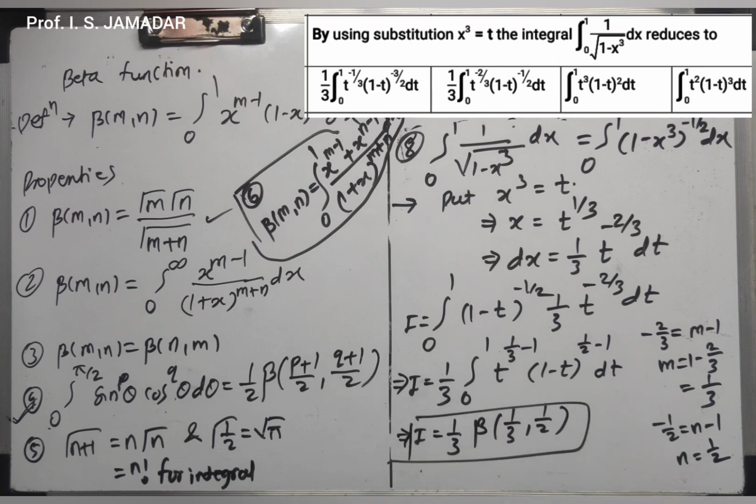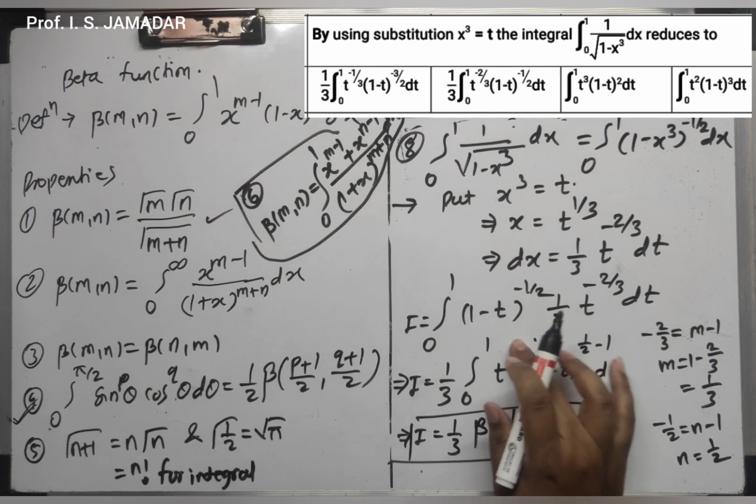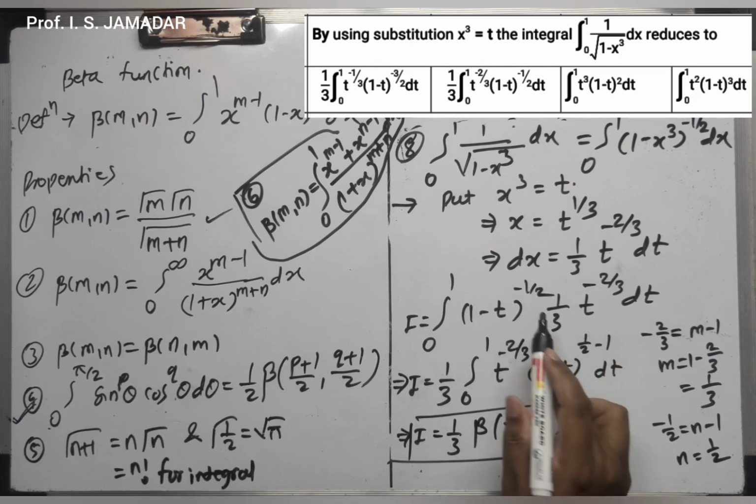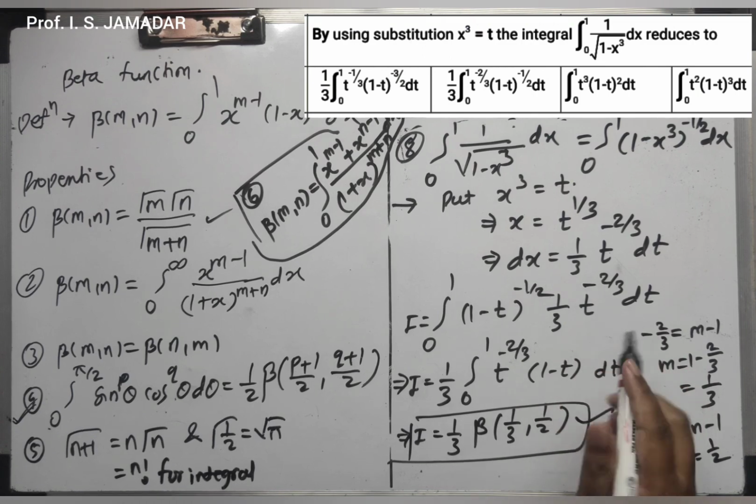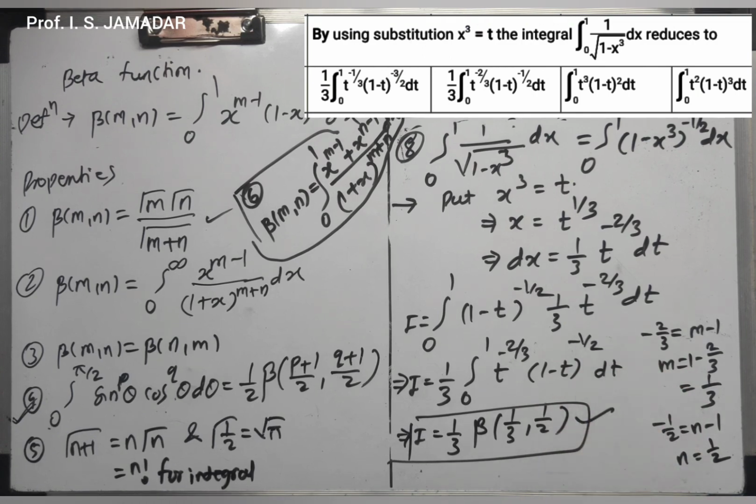And what are the options? We have done one more step. Actually the options are given in terms of integration: 1 upon 3 integration 0 to 1 t raised to minus 2 by 3, so let us rewrite it as minus 2 by 3, and this 1 by 2 minus 1 is minus 1 by 2. So option B is the correct answer.